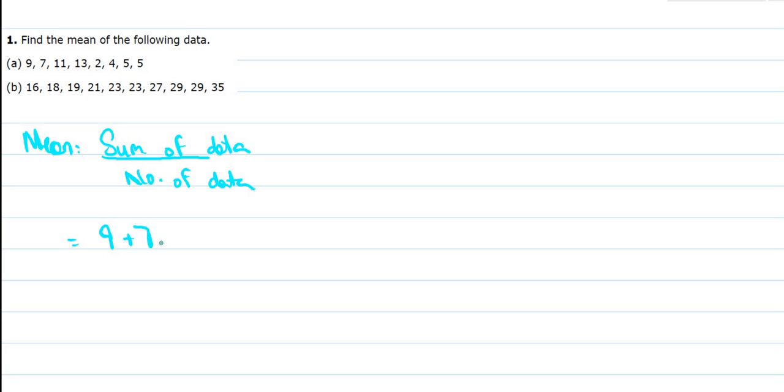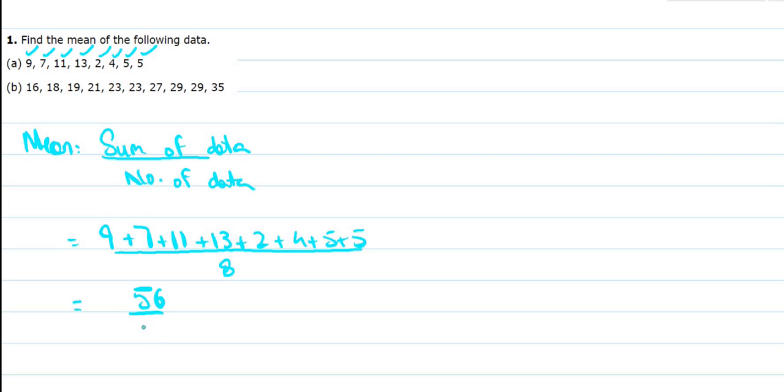So the addition would be 9 plus 7 plus 11 plus 13 plus 2 plus 4 plus 5 and plus 5, divided by the number of data. What is the number of data? 1, 2, 3, 4, 5, 6, 7, 8. Therefore there are 8 numbers. Now the addition of all these numbers is 56 and the number of data is 8. So 56 divided by 8 is equal to 7. Therefore the answer for question 1 part A is 7.